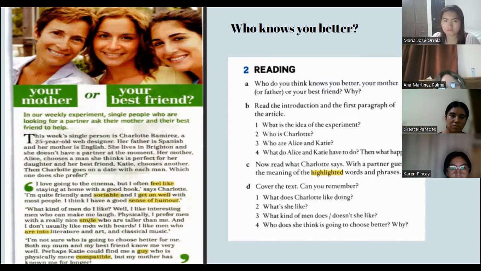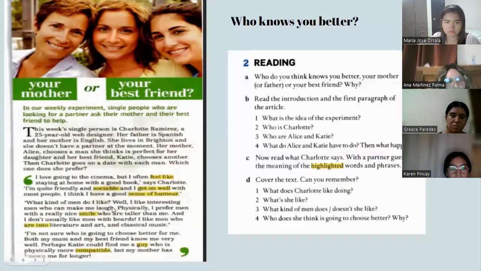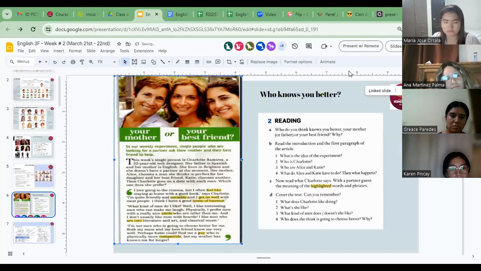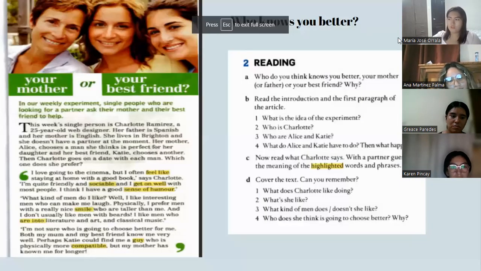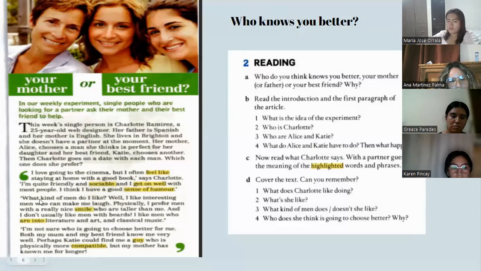Maybe he likes an introvert guy. I mean, maybe. But she's going on a date, so she's trying to check all the different options. So now, let's keep reading.